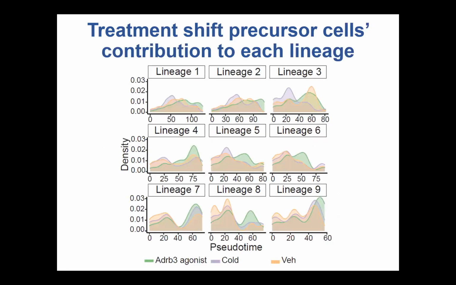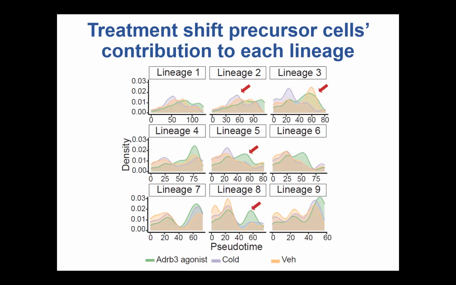We next wanted to zoom in and look in more detail at what's happening within each lineage. We compared the density of the different cells that contribute to each lineage. Again, we found that depending on the treatment, there was an enrichment that changes between each treatment. The contribution of each lineage, or the number of cell clusters contributing to each lineage, was changing. This was true as well when we compared beta-3 adrenergic stimulation and cold.